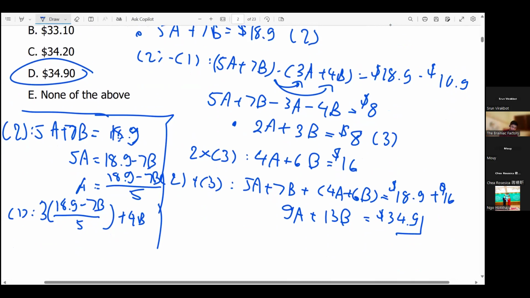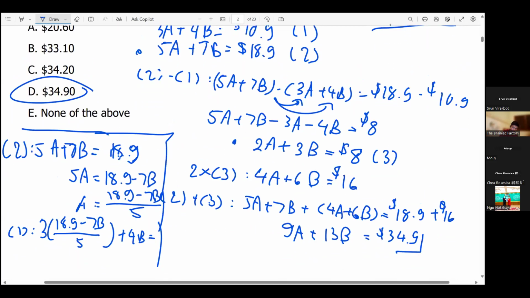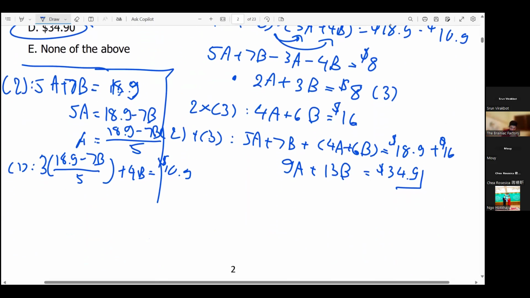And you'll get the answer, which is 10.9. From here, you can find B actually. So you just multiply 3 in and simplify the fraction 5. So you'll take 4B times 5 and take that denominator 5 to the other side. So it's multiplied by 5.